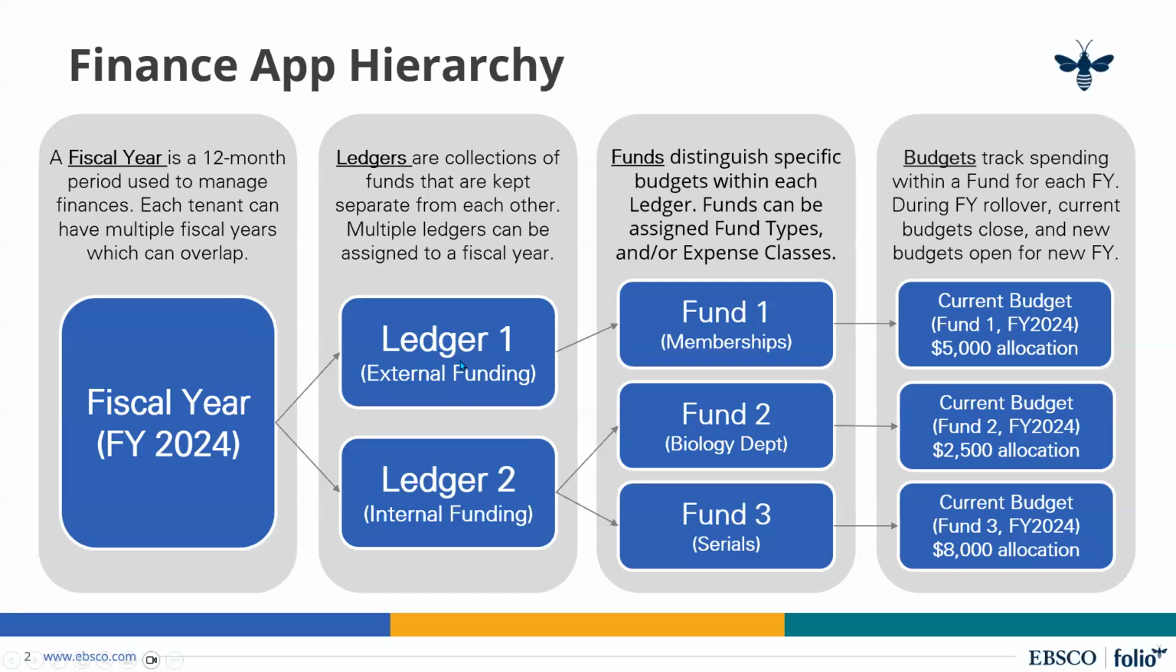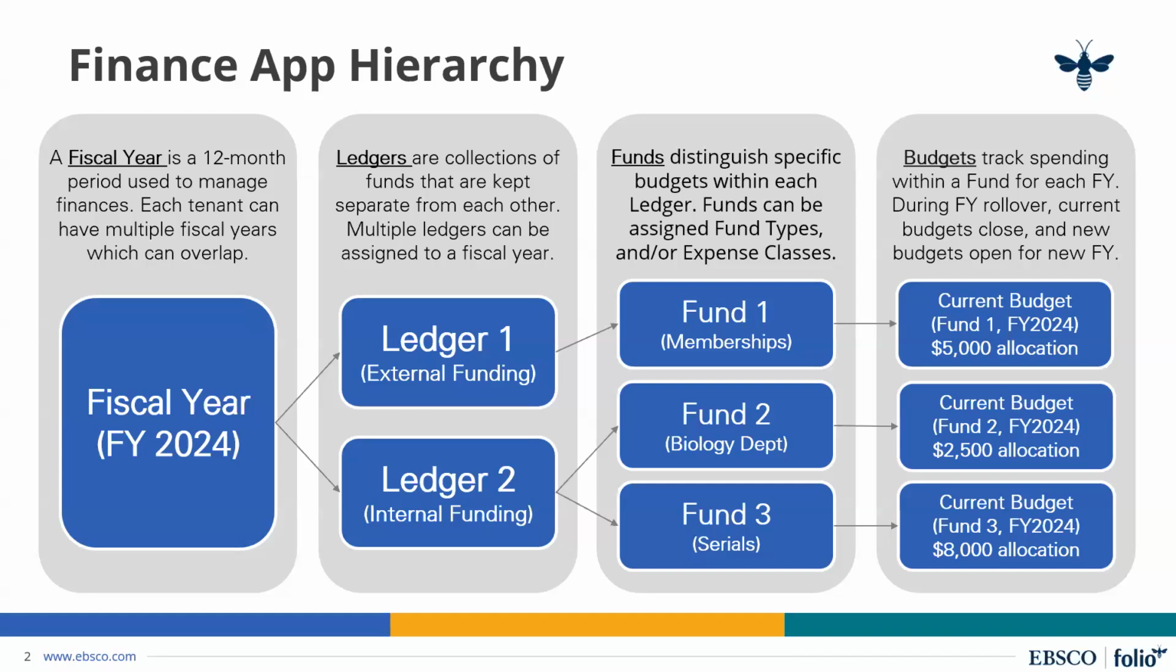And the next hierarchy from the Finance app is what we call a ledger. I like to describe ledgers as buckets of money. So any buckets of money that you need to separate from each other for any reason, you can create ledgers. An example I have up on the screen now would be your external fundings and your internal fundings. So if you have any separate buckets of money, you can create a ledger for those buckets that you currently have for your institution.